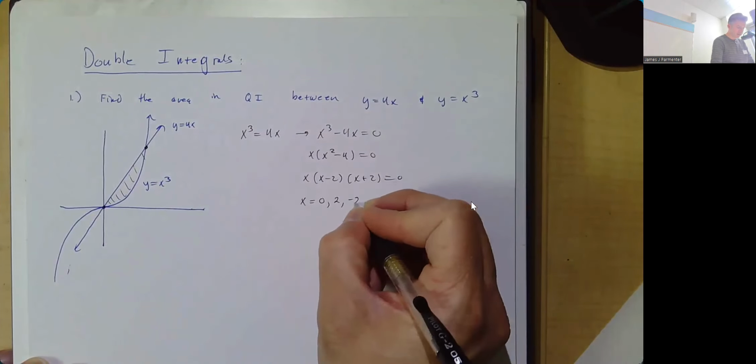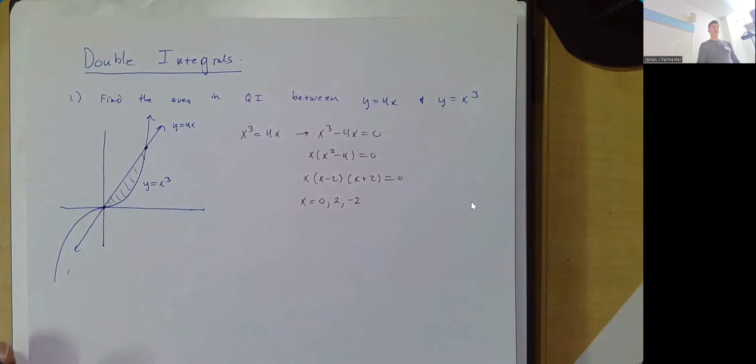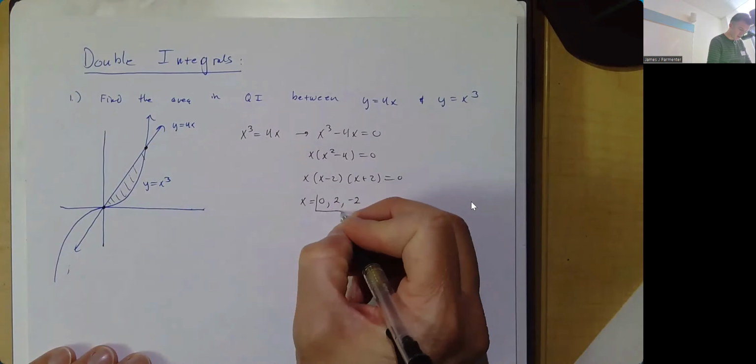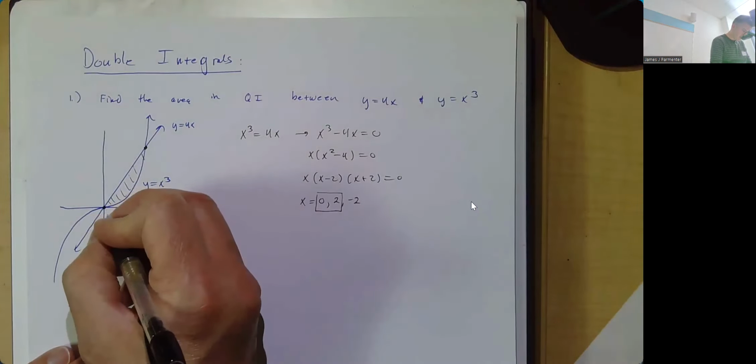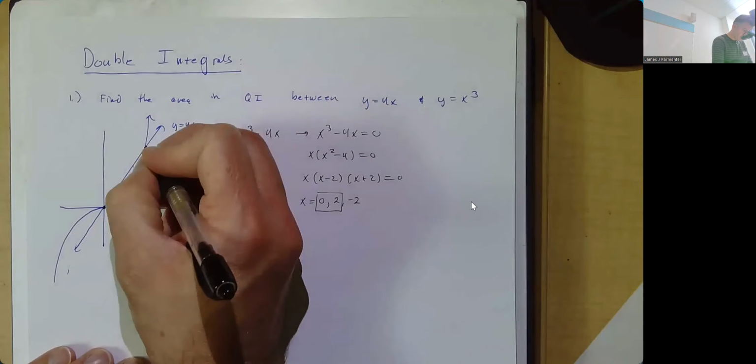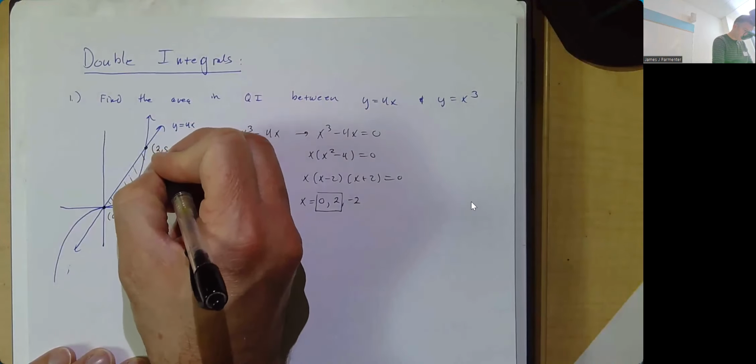But we don't care about the -2 because we said we wanted the area just in the first quadrant. So x being negative is not of concern. So we only care about these 2 points of intersection here. That point there when x is 0 and y is 0, and that point there when x is 2 and y is 8.